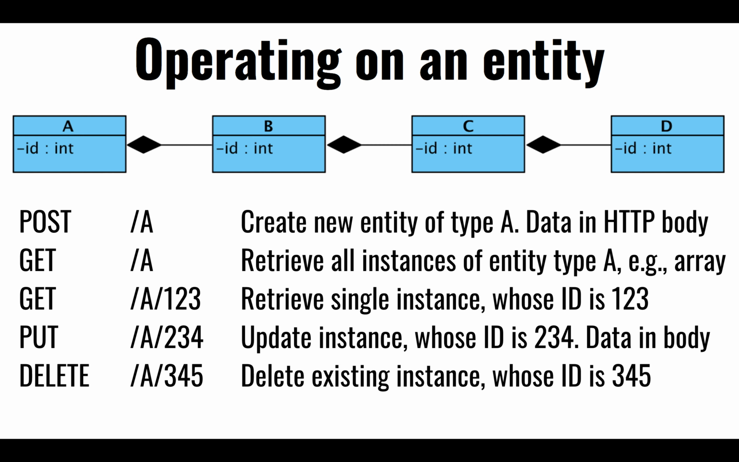If you don't want all the A's, but instead you want a specific A from the set or the collection or the array of A's, then you can specify a primary key at the end of the URL. If you want to modify an existing record, a particular instance of A, you would use put /A and then the ID of the record that you're updating, and then the new data would be part of the body. And if you want to remove an existing instance, you would say delete /A and then 345, the particular instance that you want to remove.